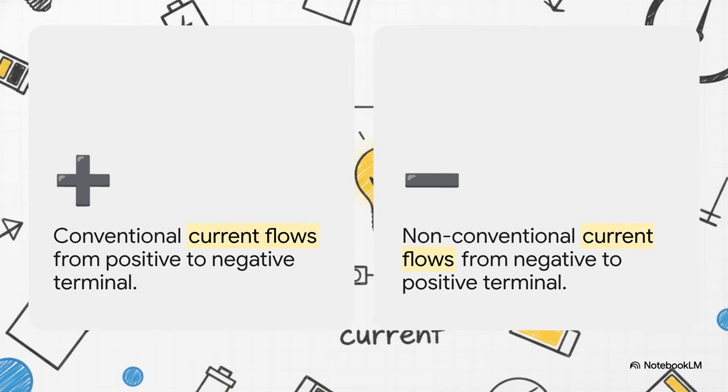When we track this movement, we actually use two different maps. Conventional current describes the flow from the positive to the negative terminal. Funny enough, this is actually what early scientists guessed before they fully understood electrons. But then we have non-conventional current, which tracks the true physical reality. In reality, those negatively charged electrons actually flow from the negative terminal to the positive terminal. Kind of backwards, but that's how it works.